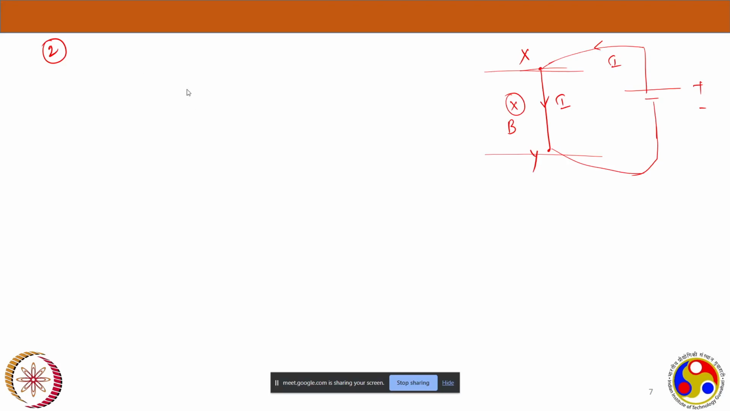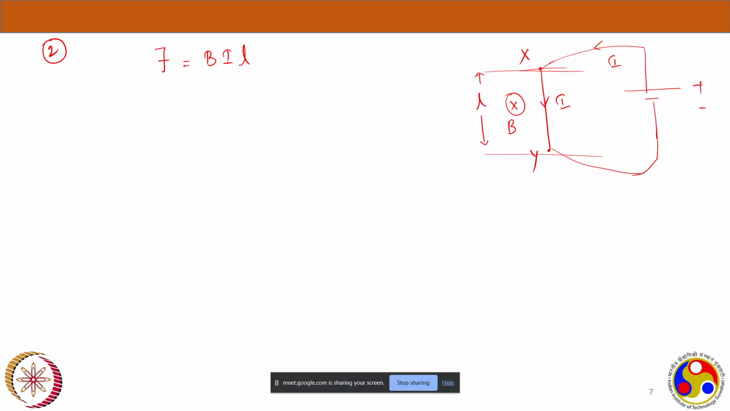This conductor length is L. Now, what is the magnitude of this force? Anyone? B I L. This is the magnitude of the force. But what is the polarity of the force? How to find the polarity, and which law will we use now?